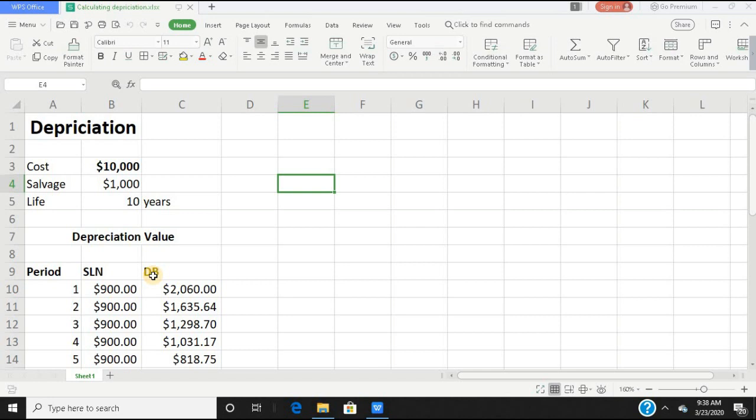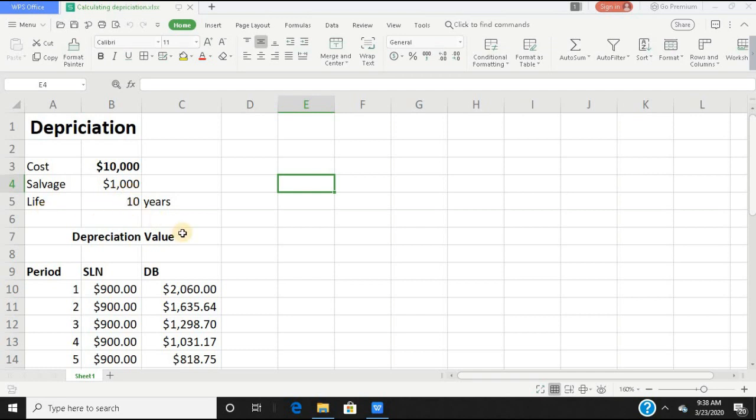These are the two methods that we will be using right now to calculate depreciation and to find the residual value of a machine. To take a hypothetical example, we are taking a machine which costs around $10,000. The salvage value or the residual value after the usage of the machine over a period of time is said to be around $1,000 and the life is 10 years.